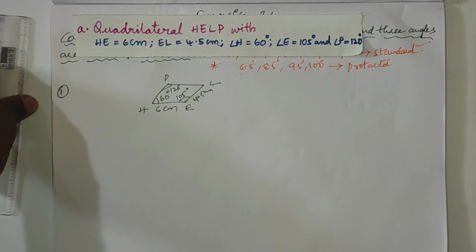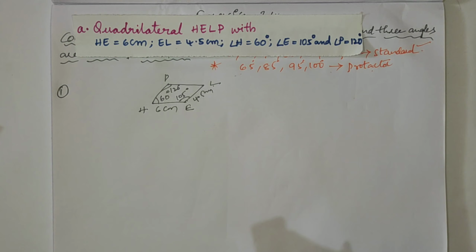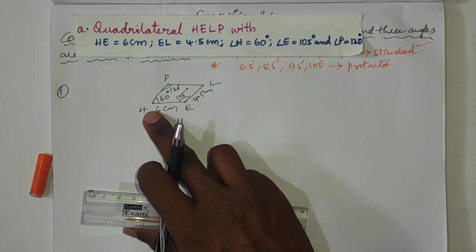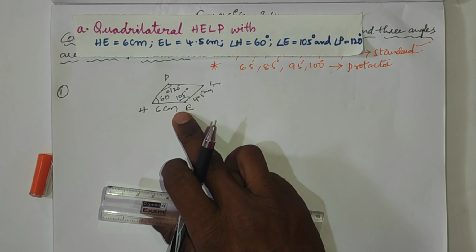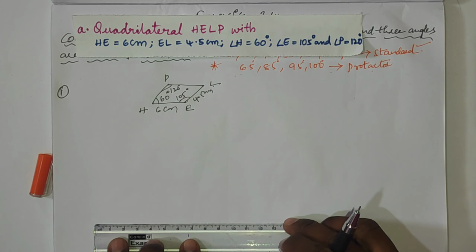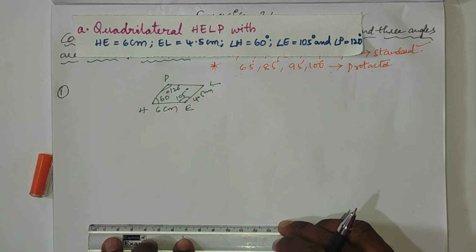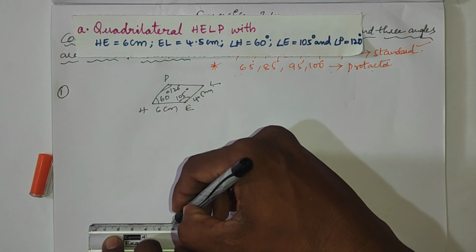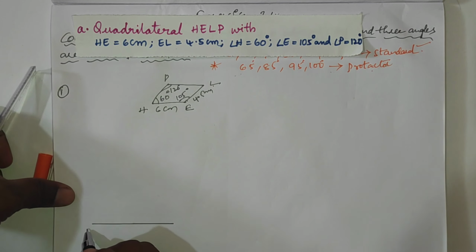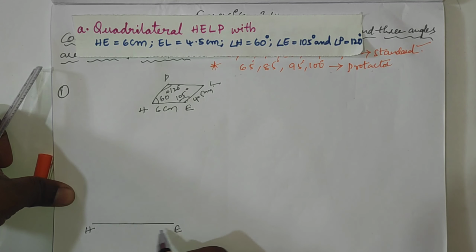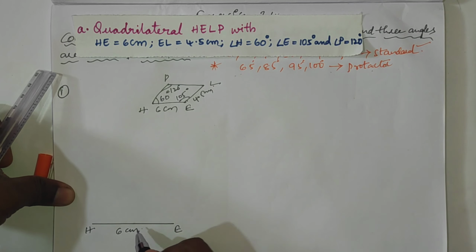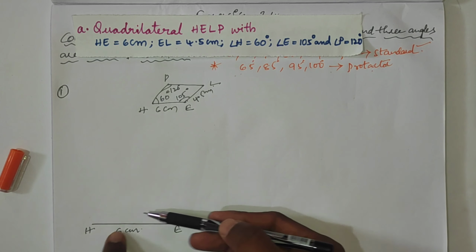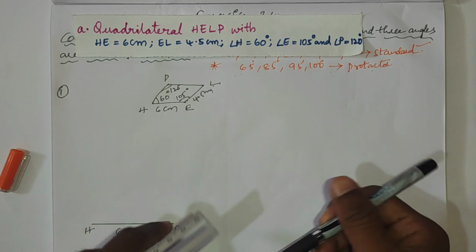With the help of ruler and compass, we'll construct this one. First, taking HE as the base, how much is it? 6 centimeters. Draw the line segment HE of 6 centimeters. Now we have to construct two angles: angle H is given as 60 and angle E is given as 105 degrees.